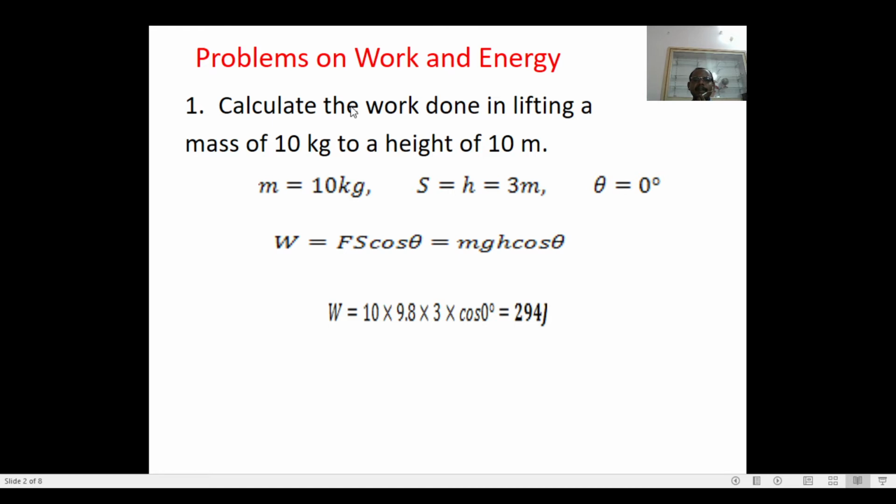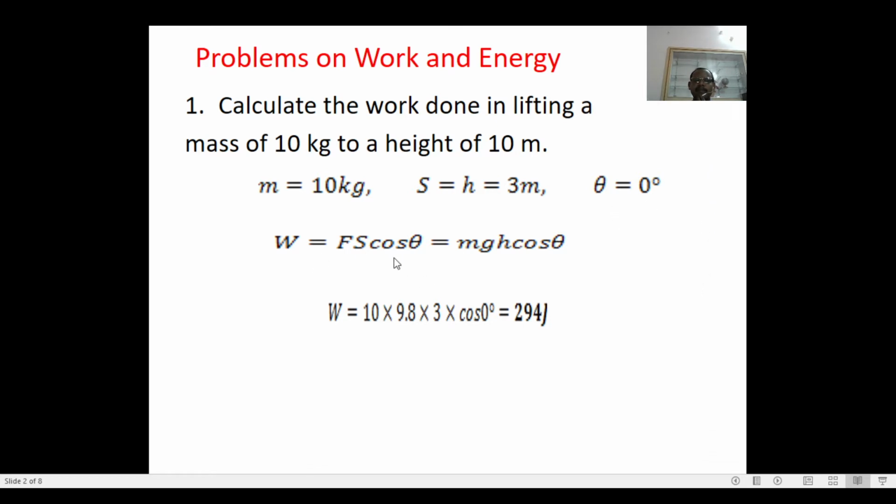Problem number 1. Calculate the work done in lifting a mass of 10 kg to a height of 10 meter. Given mass is 10 kg, height is displacement which is 3 meter and object is lifted upwards. Direction of force is upwards. Direction of displacement is also upwards. Therefore, theta is 0 degree.